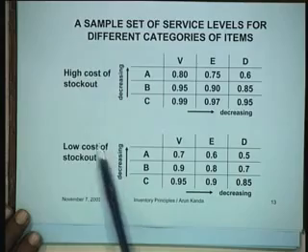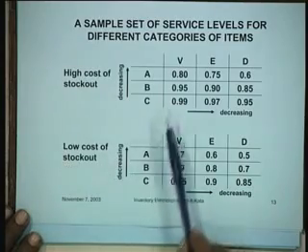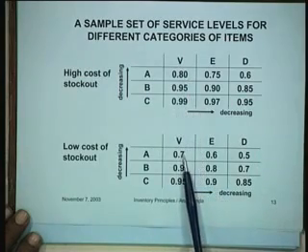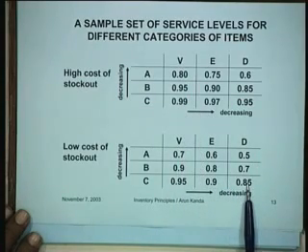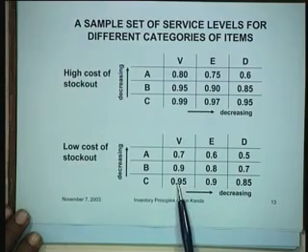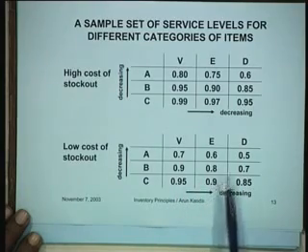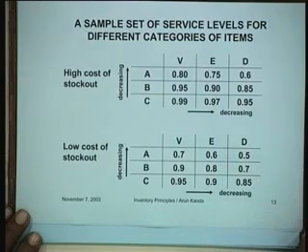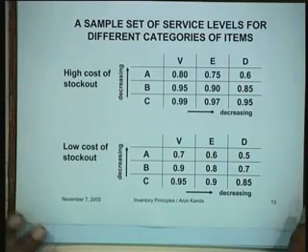If you have an item with a low cost of stock out, these values might be modified to something like this: this value comes down to 0.7 and this value comes down to about 0.85, this is now 0.95 and 0.9, and these values would also come down to figures like 0.6 and 0.5. So this gives you some idea of how service levels can be kept for different categories of items. That means it's dependent upon ABC as well as VED analysis.